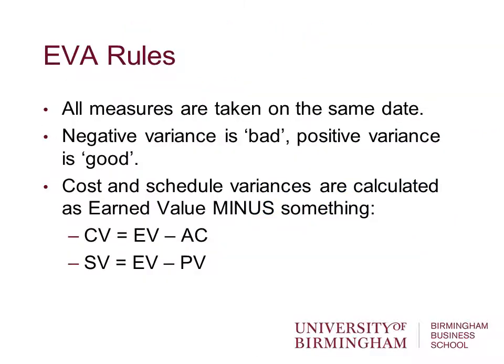Okay, so the rules: all measures are taken on the same date. Negative variance is bad, so if it's negative, we are below where we want to be. Positive variance is, and I put it in inverted commas, you'll notice, good, in the sense that we're ahead of schedule or under budget. I say it's good, I'll talk a little bit about the critical perspective on that later. So we have cost and schedule variances which are calculated as earned value minus something, as I just said. You can see those there.